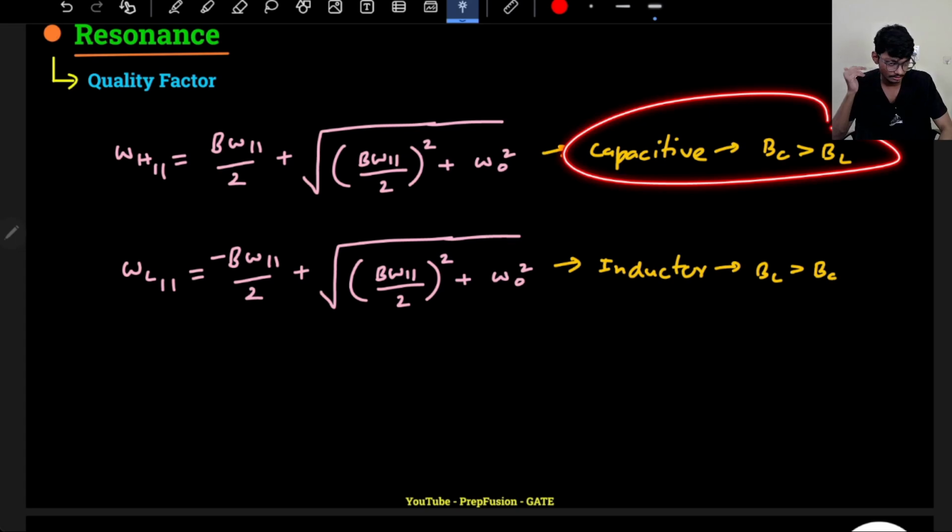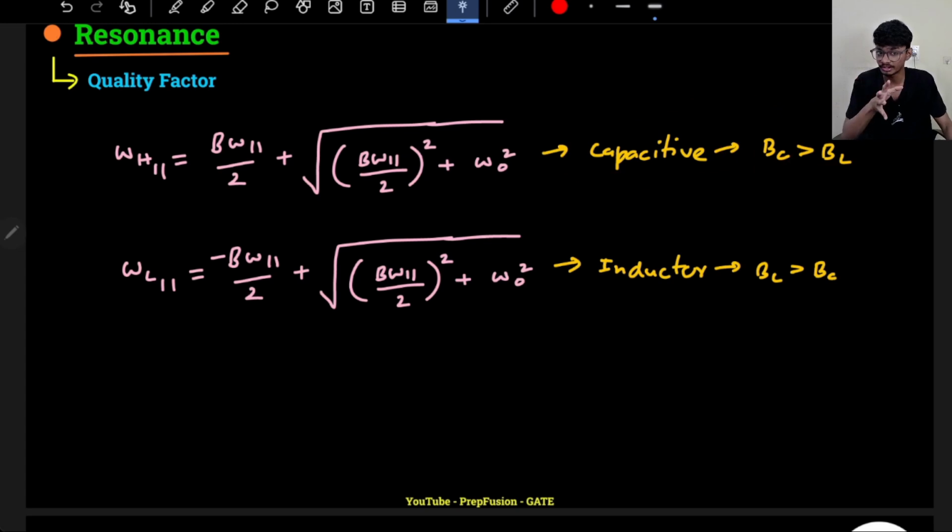Here the inductive reactance will be more, hence less current will flow through the inductor and more current will flow through the capacitor. If you are not able to understand, please rewind and try to write it down by yourself and just see what I am speaking. Write down the statement, then you will understand.